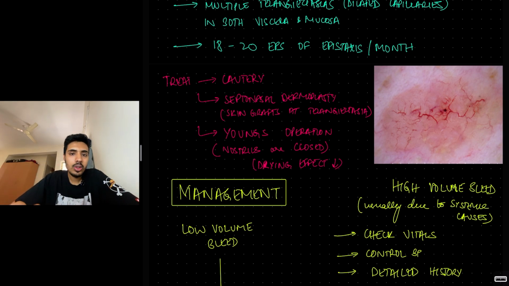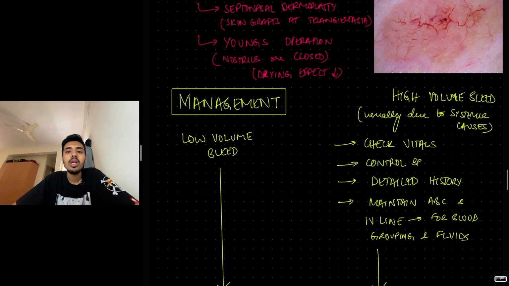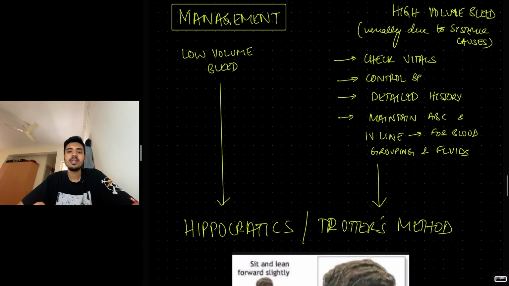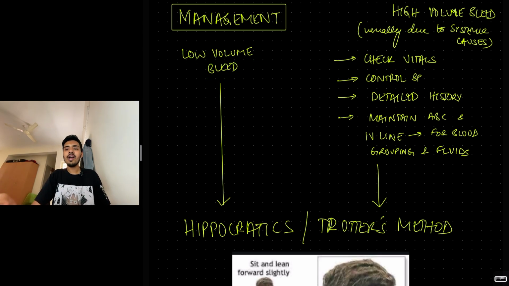So this is about the four systemic causes: bleeding disorders, both primary and secondary, infections, long-standing hypertension, as well as Osler-Weber-Rendu syndrome or hereditary hemorrhagic telangiectasia. Now, let's come into the management of epistaxis. Now, you can have low volume bleeds, basically due to trauma and stuff like that, or you can have high volume bleeds, mainly due to systemic causes.